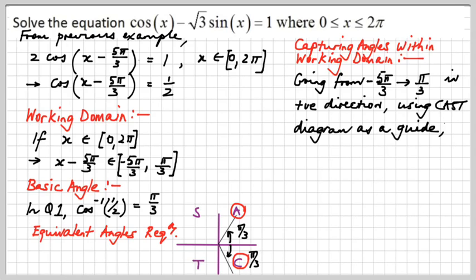So we'll just scrub that positive direction bit. We're going to go from minus 5 pi on 3 to pi on 3 using the CAST diagram as a guide, okay? So first of all, the negative direction, okay? The negative direction.